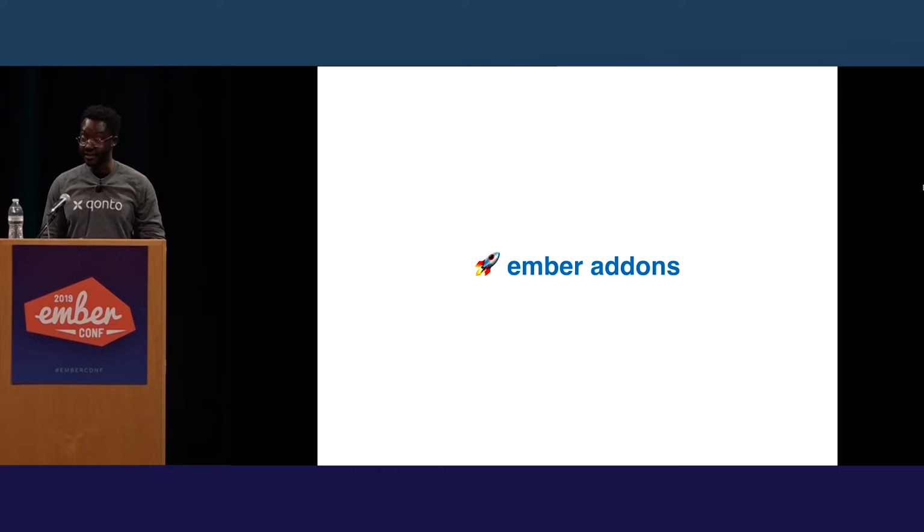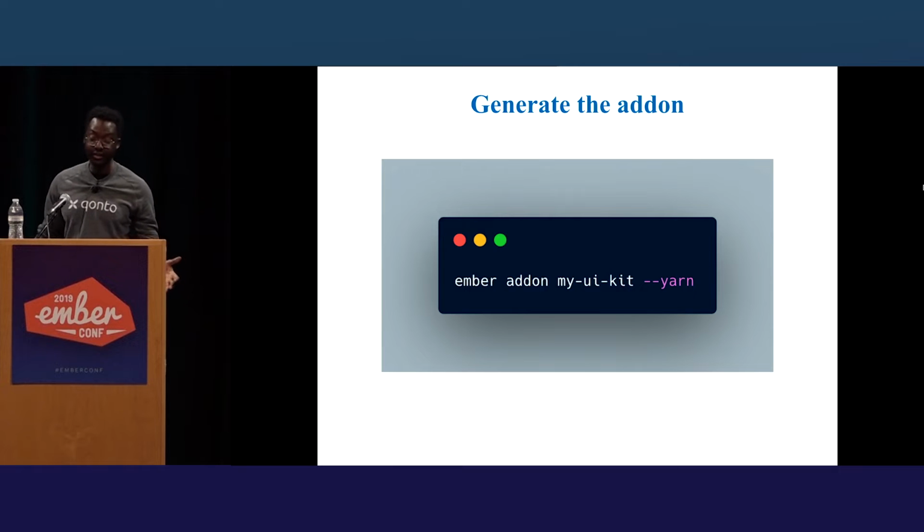We used add-ons. I like to think add-ons are just NPM packages, but with superpowers. They can hook into your application to extend functionality, add new components, new styles, and even modify your build pipeline, as we will see later. So to create an add-on, just type ember addon, the name of the add-on.